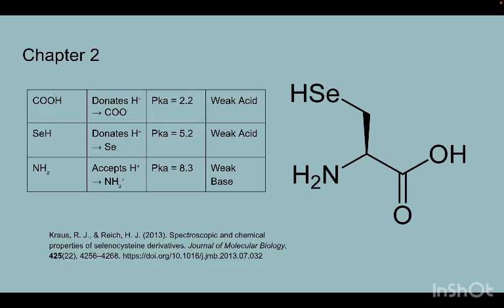Next we have the pKa's of these functional groups. The first one is COOH, which has a pKa of 2.2, which makes it a weak acid. SeH with a pKa of 5.2, which makes it a weak acid. NH2 with a pKa of 8.3, which makes it a weak base. So the C double bond O minus accepts or donates the H plus, the Se minus donates the H, and the NH3 accepts the H plus.